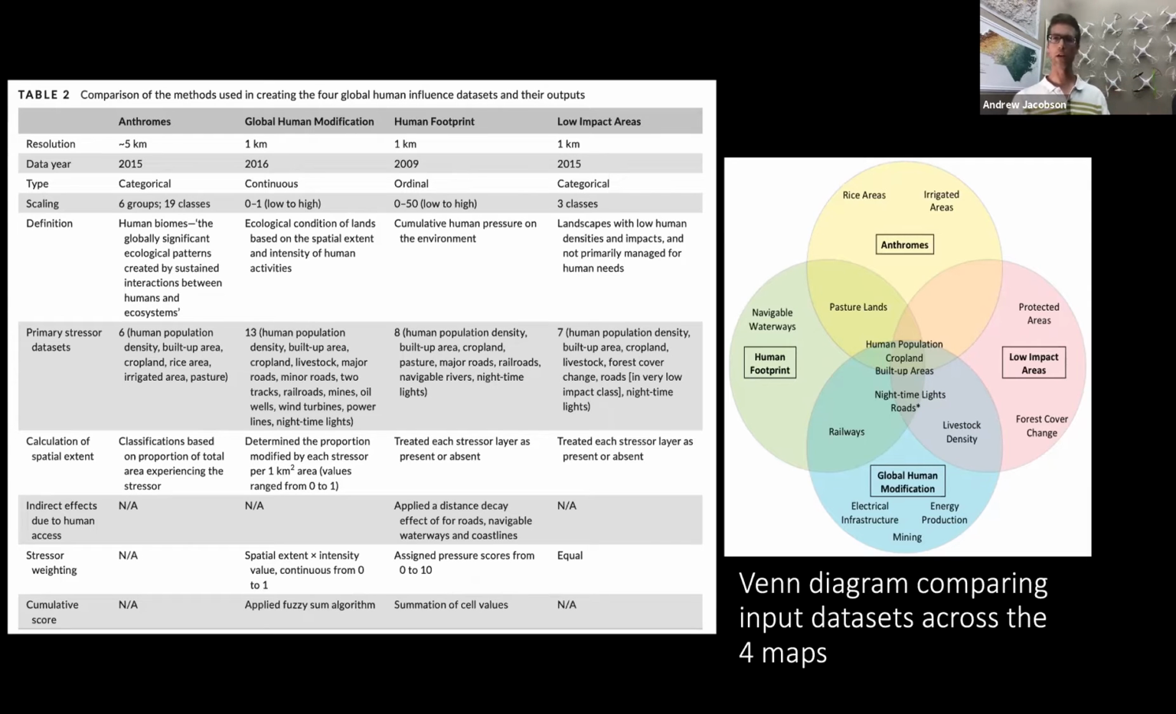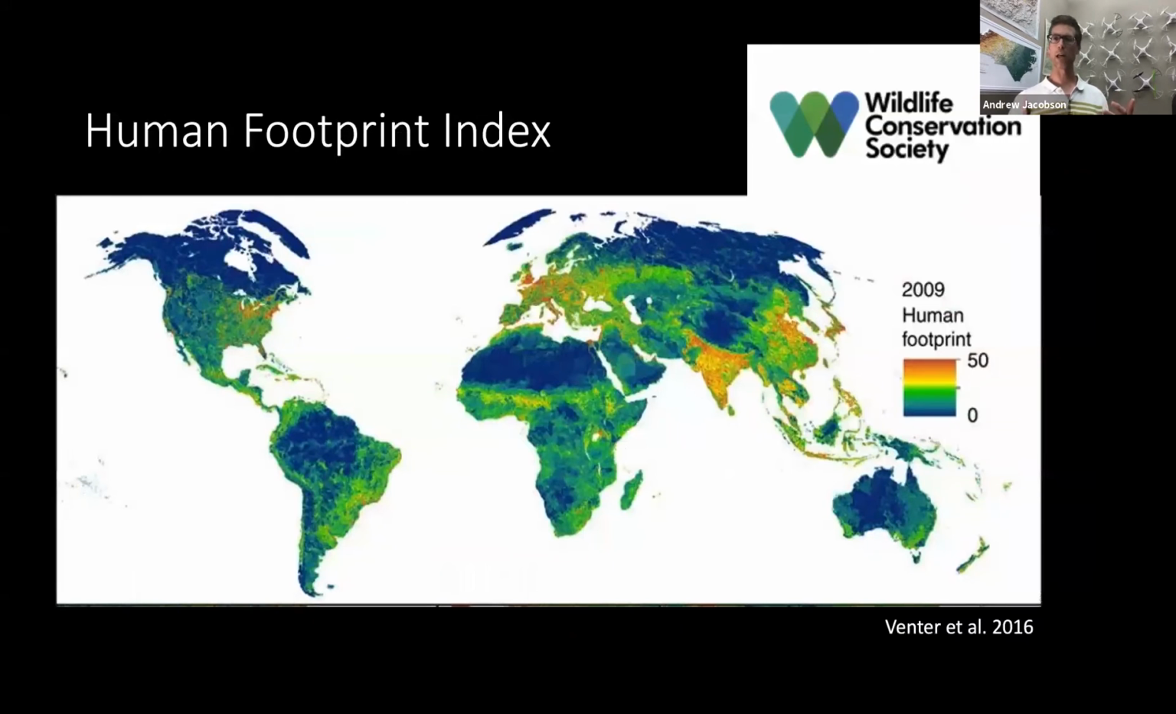Okay, so initially we looked at these methodological differences, but then we also wanted to look at them spatially. So here you'll see each one gets a full page spread. The Wildlife Conservation Society has put out the Human Footprint Index. This is an ordinal scale ranking from 0 to 50, from the lowest or least impact, an area of 0, to the areas of 50 where there's the most human impact, the highest levels of human footprint.